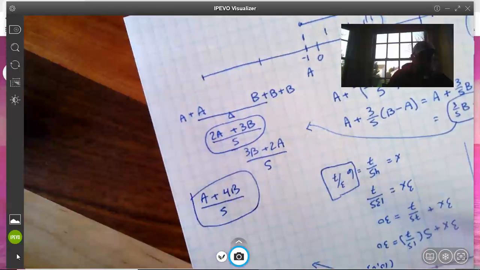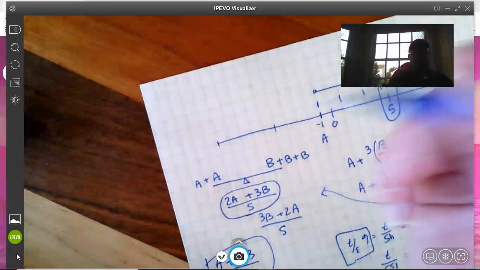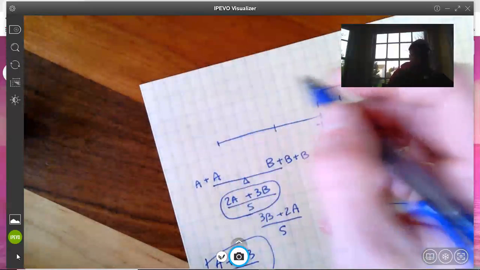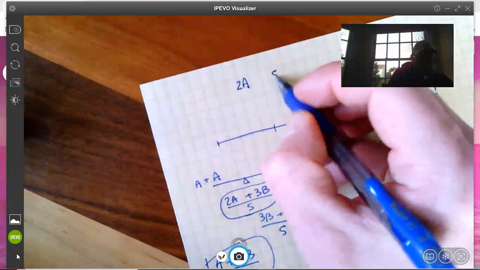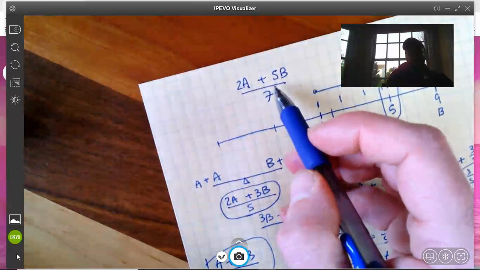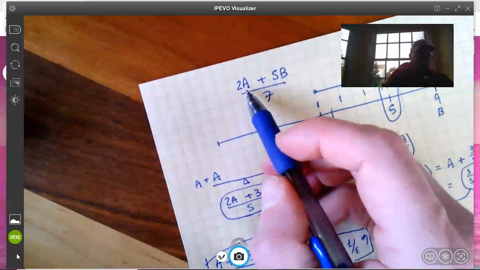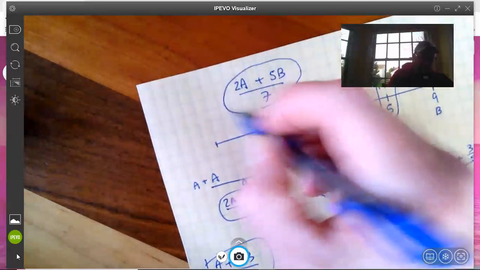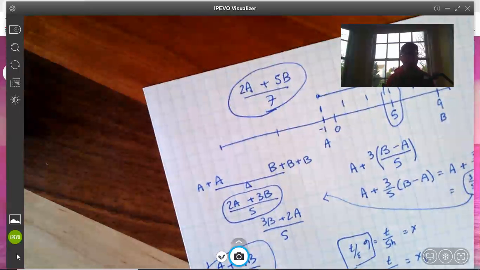If I wanted to do, say, sevenths, say I want 5/7 of the way from A to B. Well, 2A and 5B over 7 gives me a balancing point that's 5/7 of the way on the side of B and only 2/7 over on the side of A. So we can think about finding a point that's part way through, some fraction of the way over, as a sort of average. But it's a weighted average. That's something to think about.